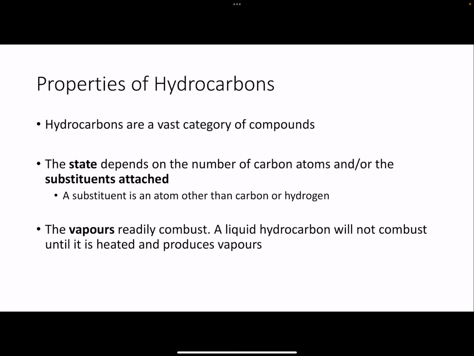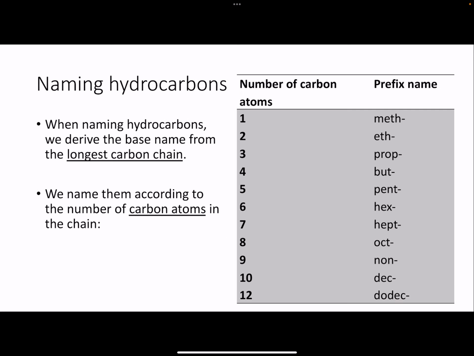So very briefly, the state of a hydrocarbon depends on how long the chain is and what's attached to it. So they can be gases, liquids, or solids. Vapors, which is the gas particles, combust easily. Liquid hydrocarbons will not combust. So a good example of this is the gas tank in your car. Liquid octane or liquid gasoline will not combust. It's only when the vapors form that there'll be some kind of explosion or burning from it.